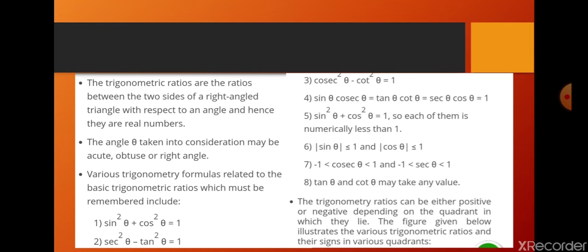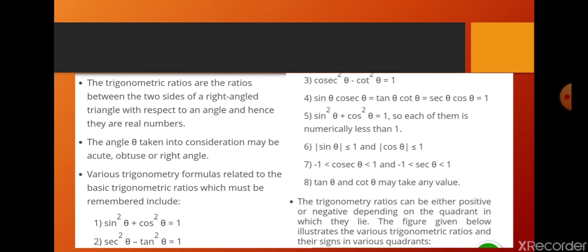Fifth point, sin square theta plus cos square theta equals 1. So, each of them is numerically less than or equal to 1. That means modulus of sin theta and modulus of cos theta is less than or equal to 1. Similar to this, cosec theta does not lie between minus 1 and 1, and sec theta does not lie between minus 1 and 1.